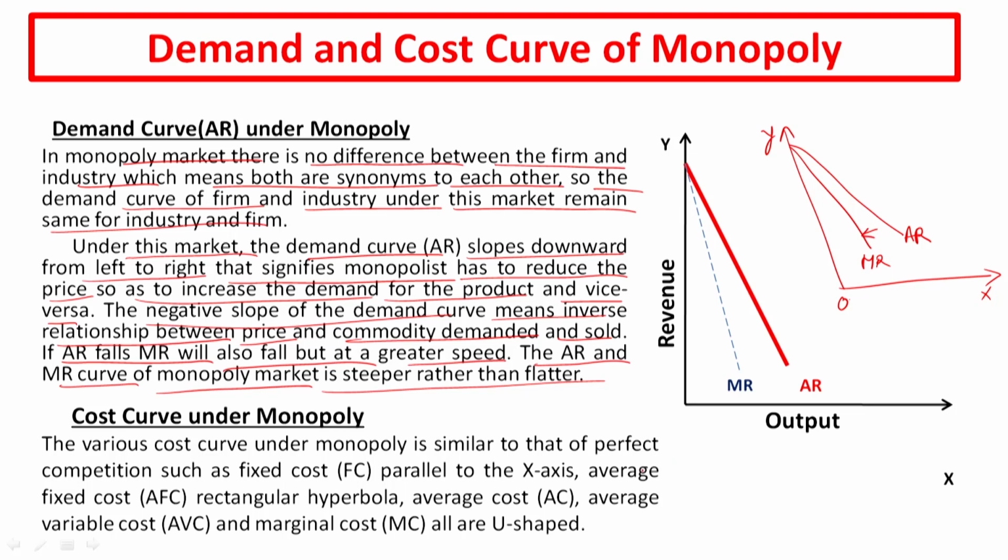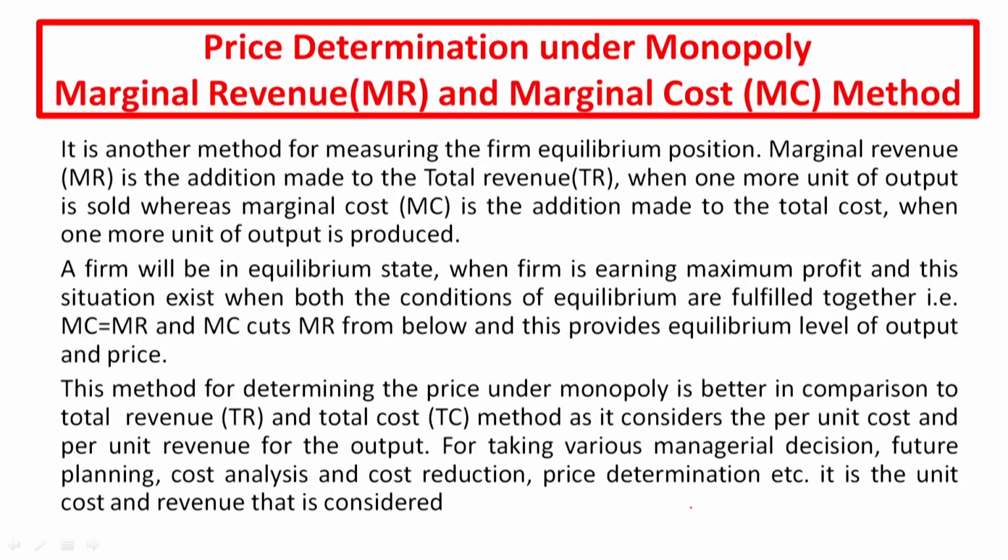Under monopoly, average fixed cost will be a rectangular hyperbola. Fixed cost will be parallel to the x-axis. Average cost, average variable cost, marginal cost, all are U-shaped. That means under monopoly, the fixed costs are parallel to the x-axis, average fixed costs are a rectangular hyperbola, average cost, average variable cost and marginal cost all are U-shaped.